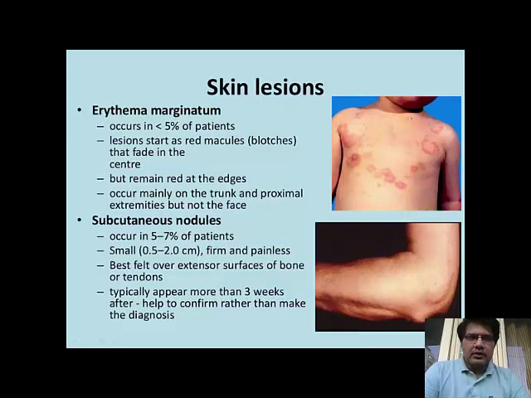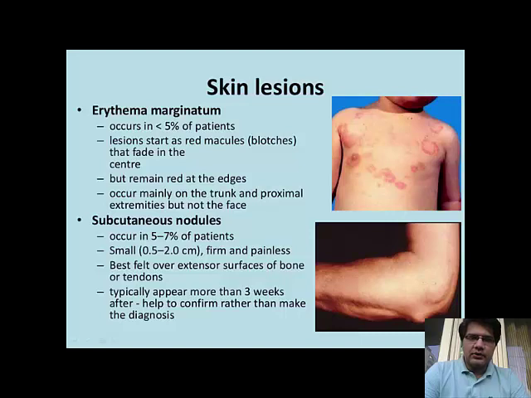The erythema marginatum, this is pretty uncommon, particularly in our scenario, because it is more often noticed in the white Caucasian population. The lesion starts as red macules that fade in the center but remain red at the edges. That is why it is erythema marginatum, they become red at the edges. Important, it doesn't involve the face but mainly occurs on the trunk and proximal extremities.